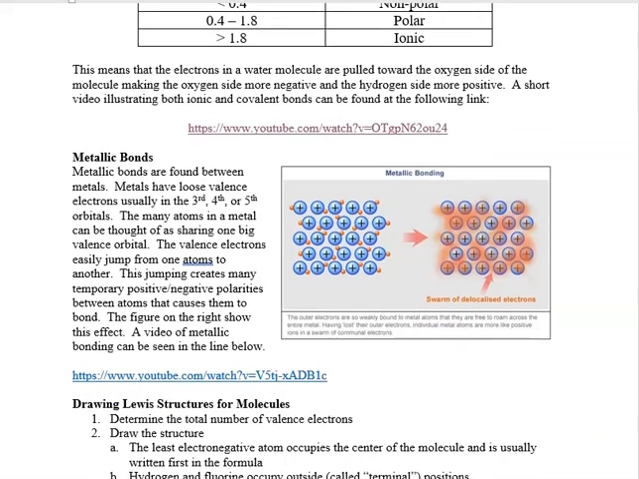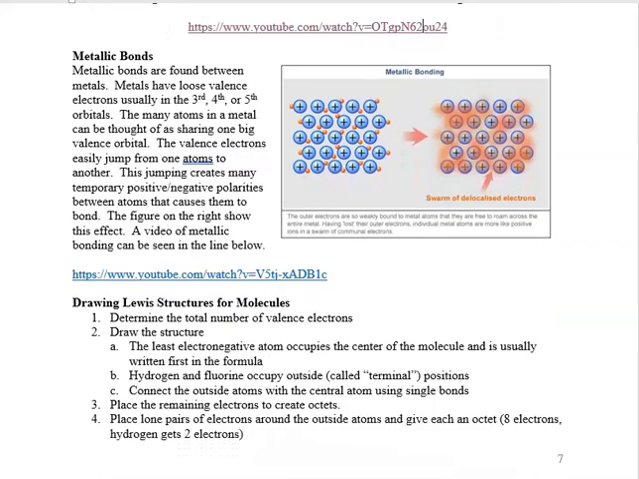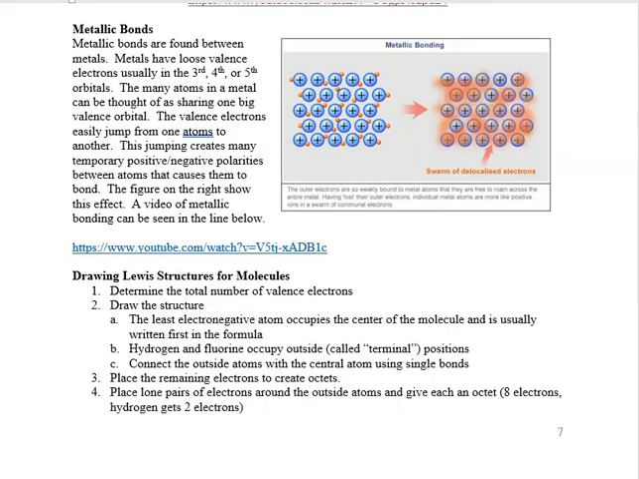So, metallic bonds. We don't deal with metallic bonds a whole lot in chemistry or in AP chemistry because they just kind of sit there. They form metals. Not a lot changes in metals. There's not a lot of chemical changes going on in metals, at least at this level of chemistry. Metallic bonds are found between metals.